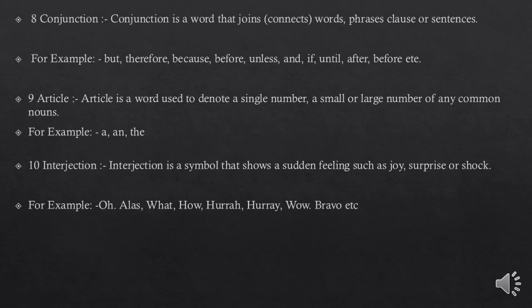Now let us talk about the tenth part of speech, the interjection. What is the interjection? An interjection is a word that shows a sudden feeling such as joy, surprise, or shock. It defines surprise, happiness, sadness, an expression of our life. For example: Oh, that is a very nice guy. Alas, we lost the match. What? What are you saying? How? How do you do this type of work?